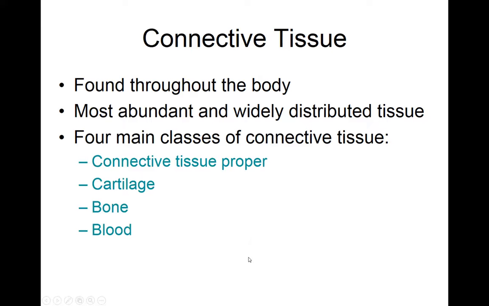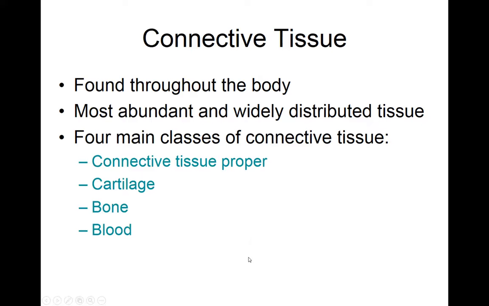Cartilage. Right? Where do we find cartilage? Ears, your nose, at the ends of all of your bones, right? They have cartilage that keeps your bones from wearing down on each other when you bend them. Another type of connective tissue is bone. All right, hopefully you all know where your bones are. And then the last connective tissue is blood. Which of these is not like the others?